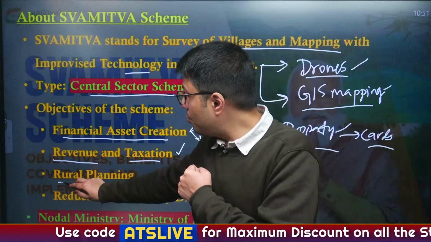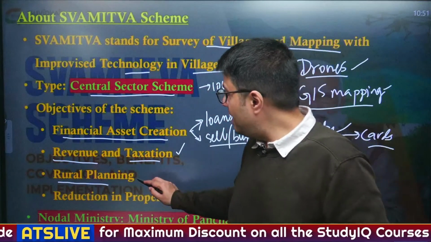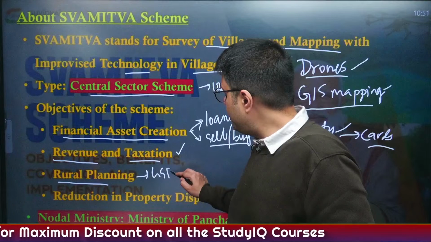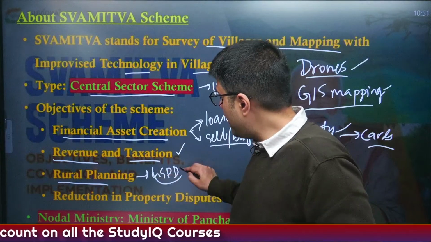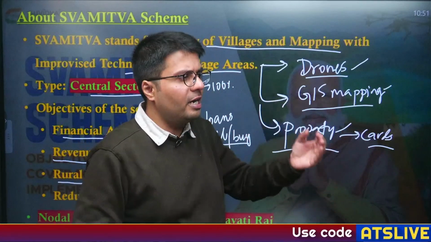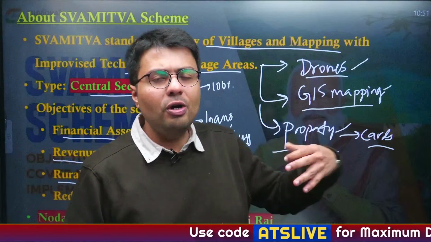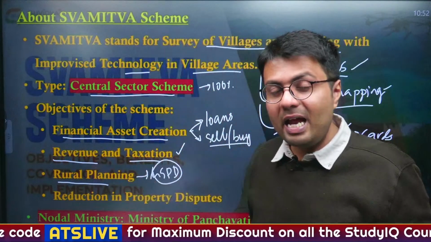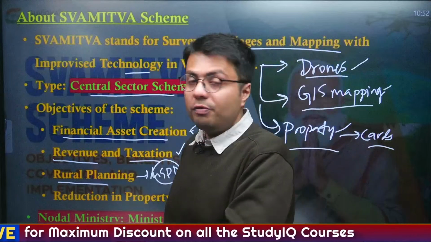Also, it will help in rural planning, particularly in the Gram Sabha development program, which is used by the Gram Sabha in order to delineate which parcels of land they will use to construct commercial areas, or which land they will be utilizing for irrigation purposes. So this delineating of specific land will help in the process of rural planning.